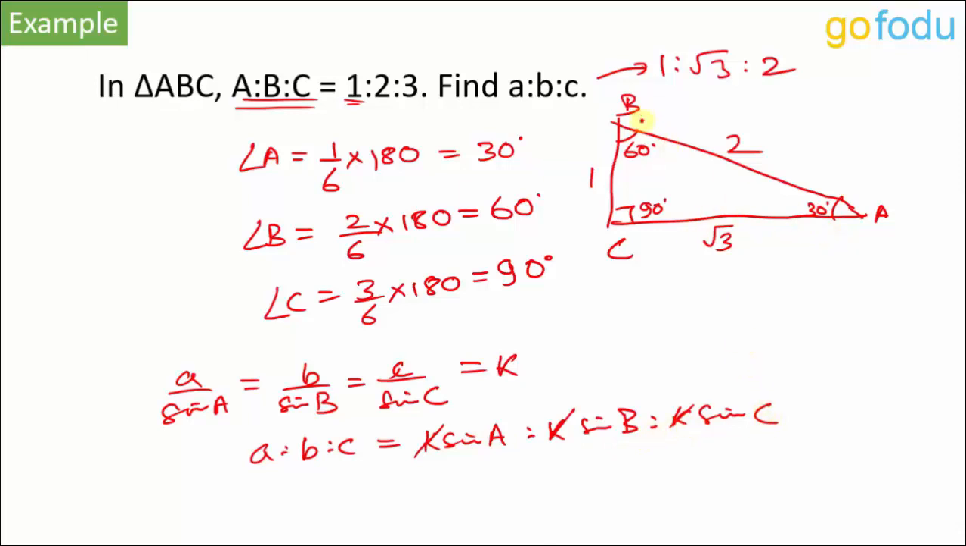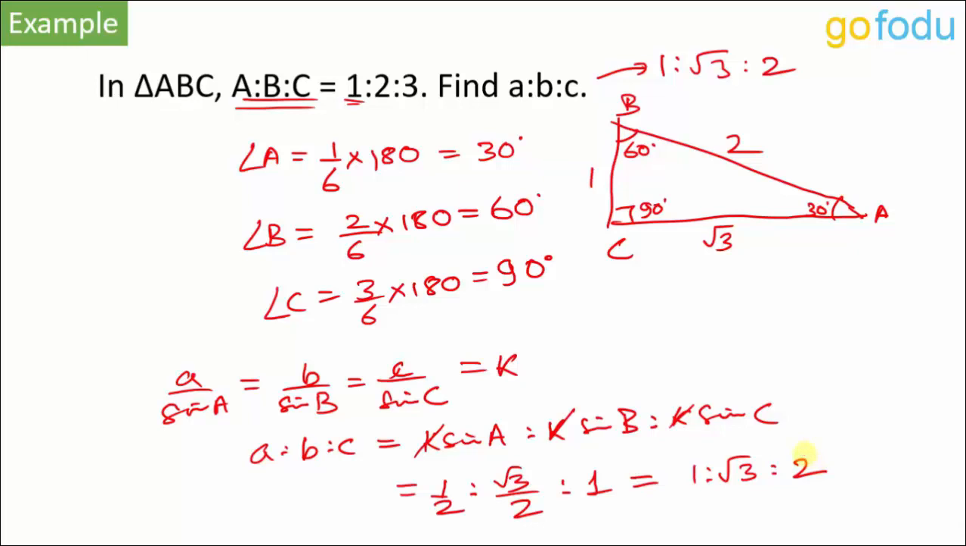I have all three angles. Sine 30 is what? 1 by 2. Sine 60 is root 3 by 2. And sine 90 is 1. So this ratio is nothing but, multiply by 2 throughout, 1 is to root 3 is to 2.